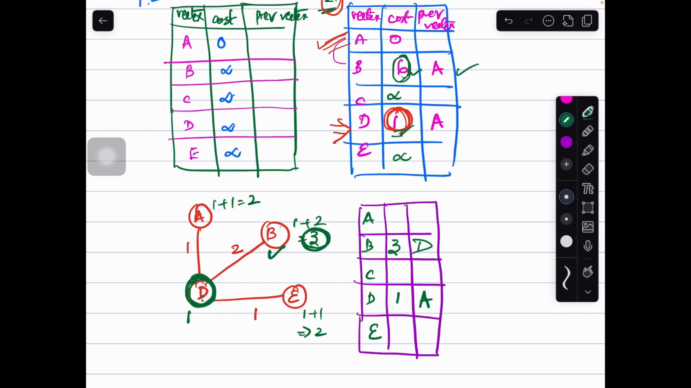Fine. So we have updated this entry. And now let us see what is the other vertex. So it is vertex E. Now for vertex B, what is the cost to reach through D? So through D it is 2. So let us update the previous vertex as D. Fine. So now let us fill up the rest of the entry. It is infinity, and for A, the starting vertex, it is 0. Fine. So this is how we find out the shortest distance.